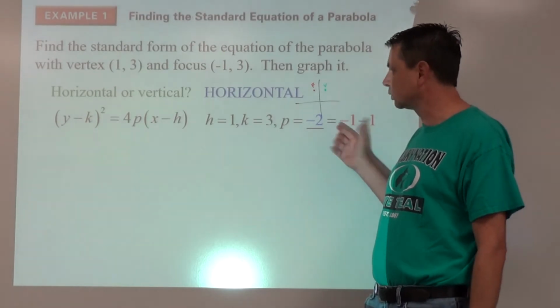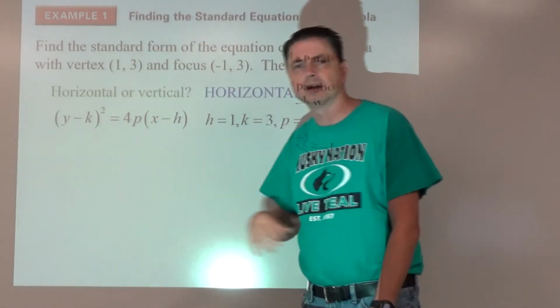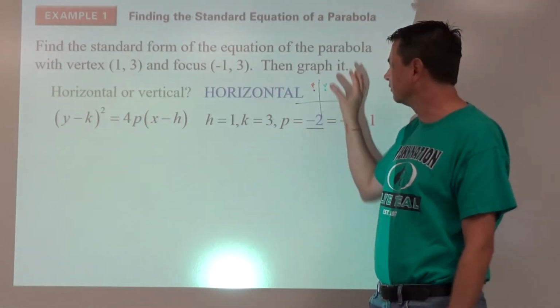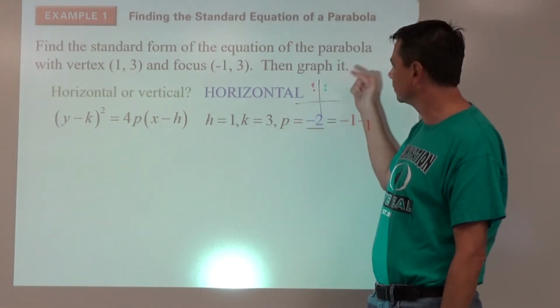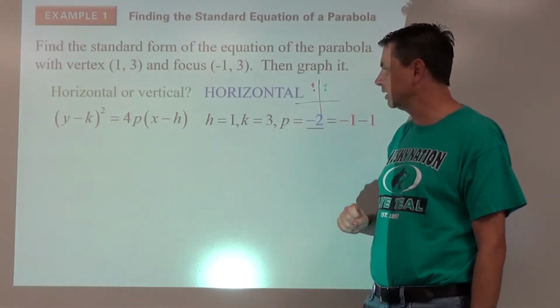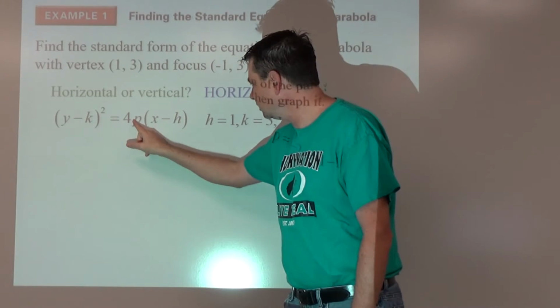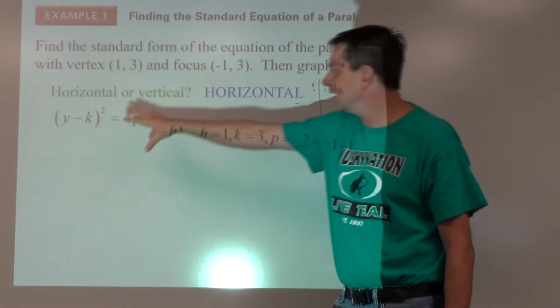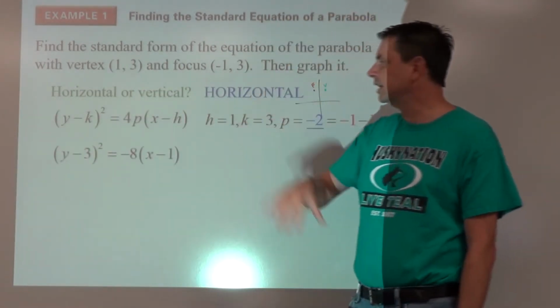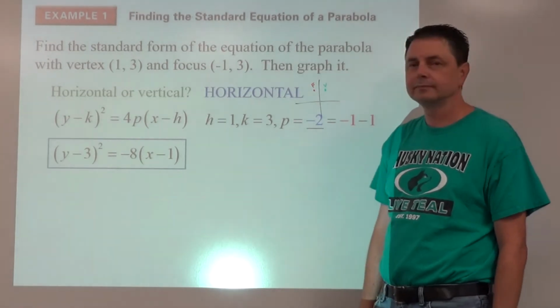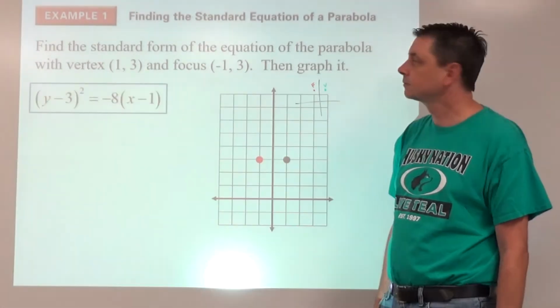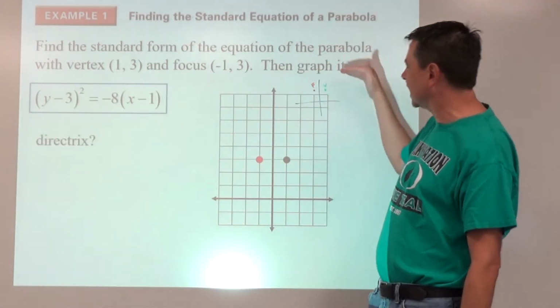This is how to get it algebraically, which ties into coordinates here. But then you have to memorize instead of visualizing what's going on. We went left 2, p is -2. So that's going to go there. We've got our h and our k. There's our equation. All right, then graph it.